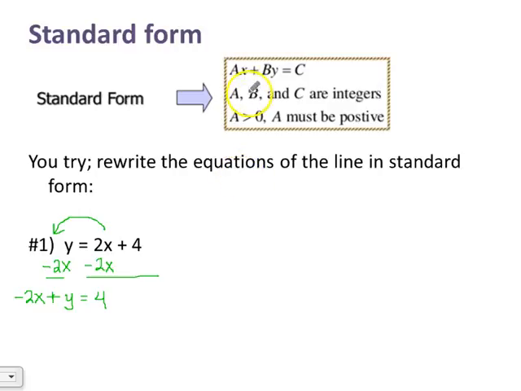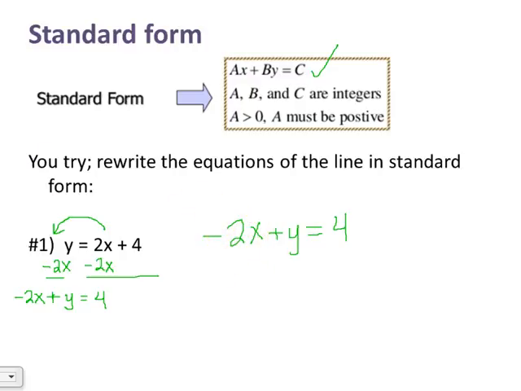Well, let's see. I've got all my variables on one side, my constant on the other, check. Our A, B, and C are all integers, and then A is greater than 0. A must be positive. A is the number being multiplied by x. Well, I've got a -2 being multiplied by x, so I can't have that. So what do I do? Right now my equation is -2x plus y equals 4. Somehow I need to turn that -2 into a positive 2. I'll show you a trick of how you can do that.